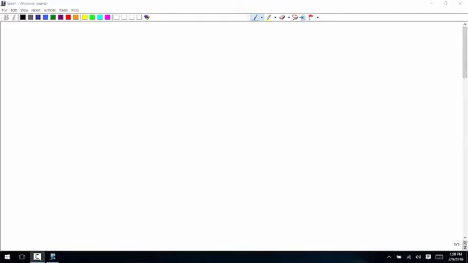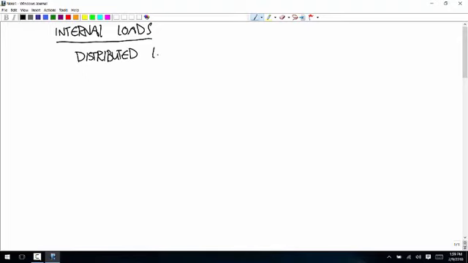Okay, so we're doing internal loads, and the last thing we have to talk about is distributed loads. And those show up in something like this.